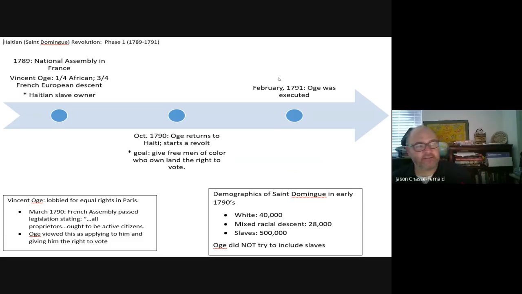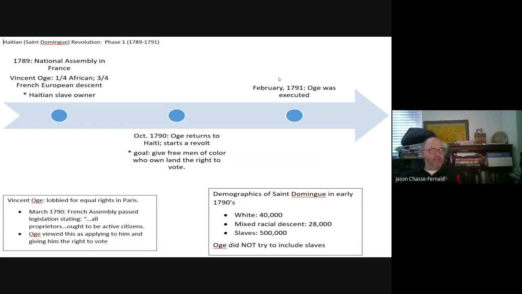So when he returns to Haiti, you're going to see him demanding that these new laws that are being passed by the French Assembly apply to all men, or at least him, and people like him. So he'll return and he'll kind of initiate this first stage.